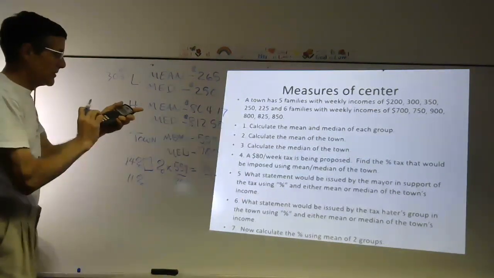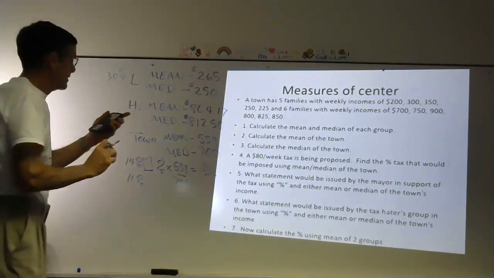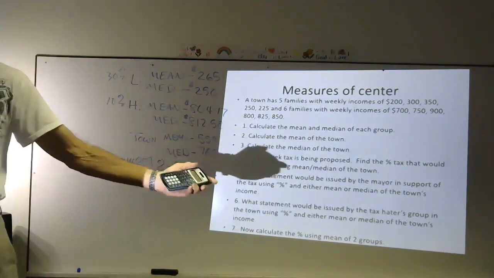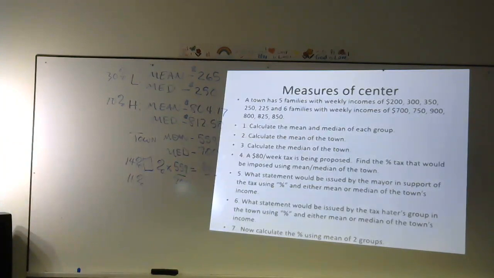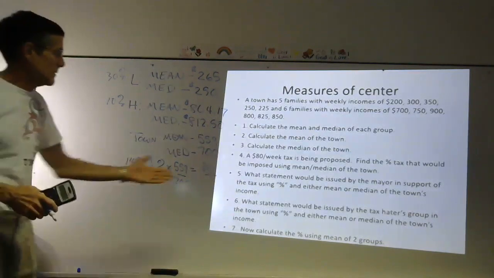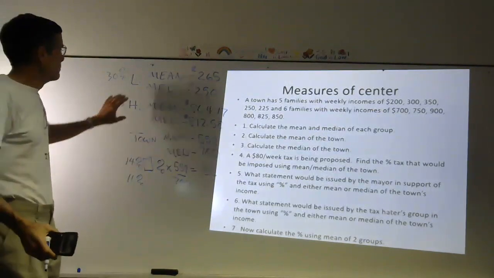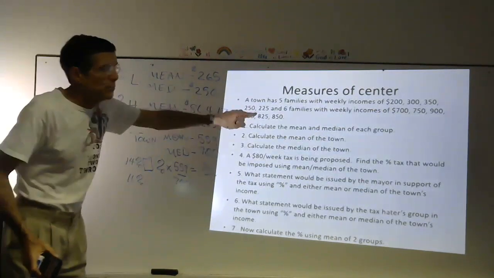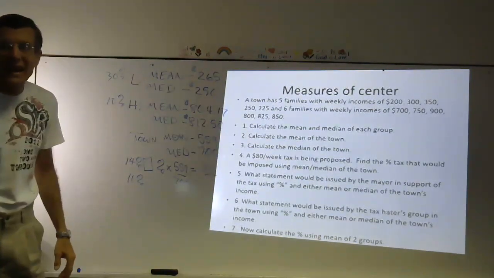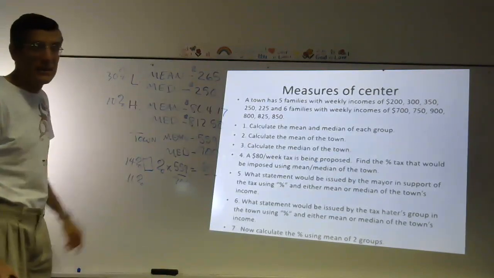Take the $80 and divide by 804.17. And it's a 10% tax. All right? You see how politicians, media, people can get statistics to say a lot of things? The mayor could have said, the $80 tax is not a big deal. For most of the people in the town, the upper group has more people. For most of the people in the town, it's only a 10% tax, right? It is. It's only a 10% tax on the mean.